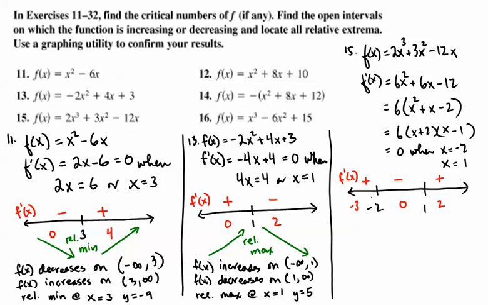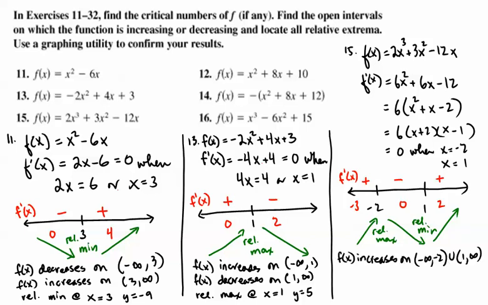So that tells me that this function is increasing, then decreasing, then increasing again. And we'll have a relative max at negative 2 and a relative min at x equals 1. So once again, we state that f of x increases on negative infinity to negative 2 or on 1 to infinity. And f of x decreases on the interval from negative 2 to 1. We have a relative max at x equals negative 2. If we wanted to find the y coordinate that goes with that, we would plug back into the original function.